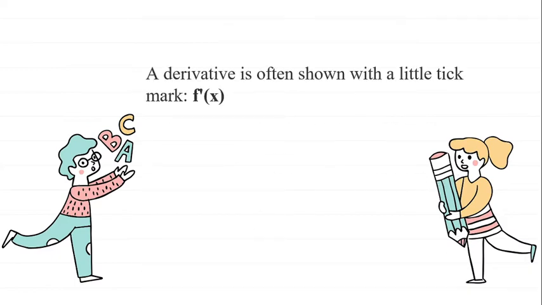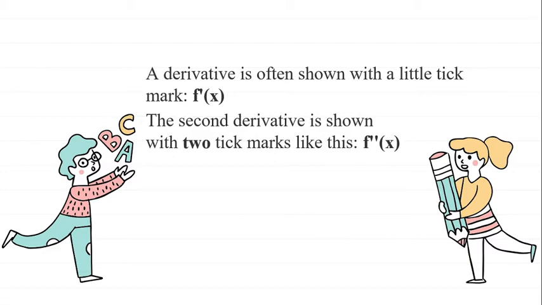A derivative is often shown like a little tick mark. We can read it f accent x. The second derivative is shown with two tick marks like this. We can read it f double accent x.